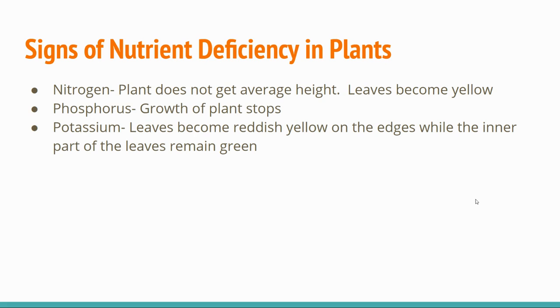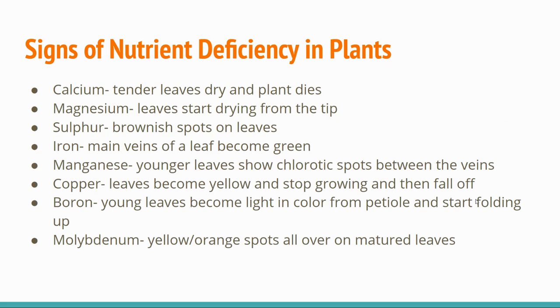All right, so signs of nutrient deficiency in plants. It's with the three big ones. Nitrogen: if there's a lack of nitrogen, the leaves are going to become yellow in plants. Phosphorus: the plant is going to stop growth before it reaches that average growth plateau. Potassium: the leaves are going to become reddish, yellow on the edges, while the inner parts of the leaves remain green.